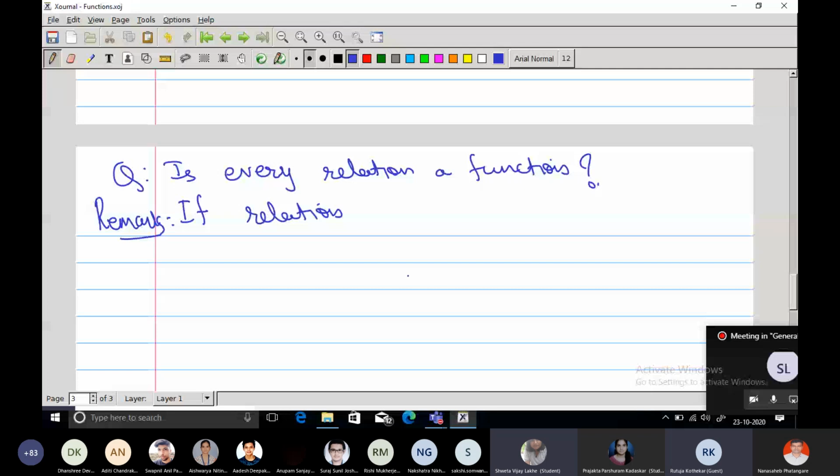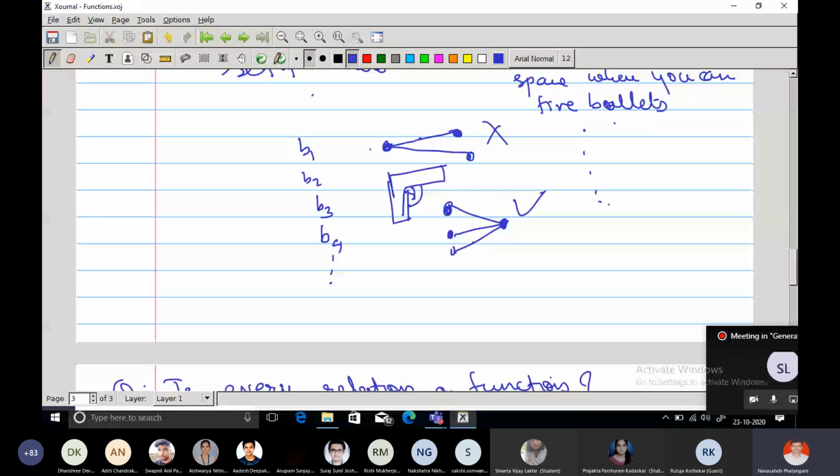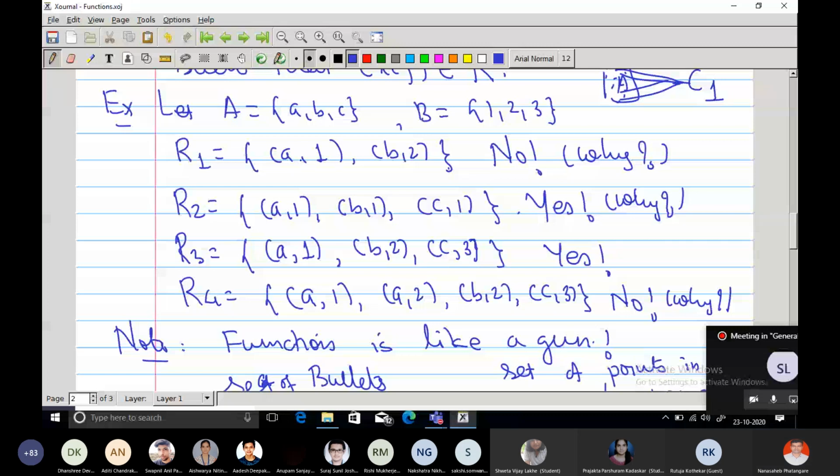No, sir, because we have just seen that there are relations. R1 is a relation in this example, because what is a relation? A relation is a subset of A cross B. So R1 is a subset of A cross B, so R1 is a relation. I am not saying it is an equivalence relation. It is a relation, but it is not a function. So a relation may not be a function.